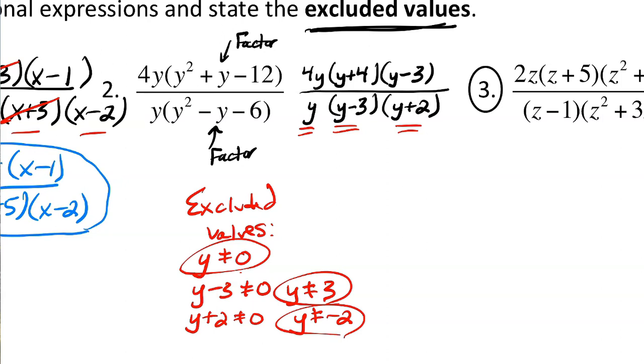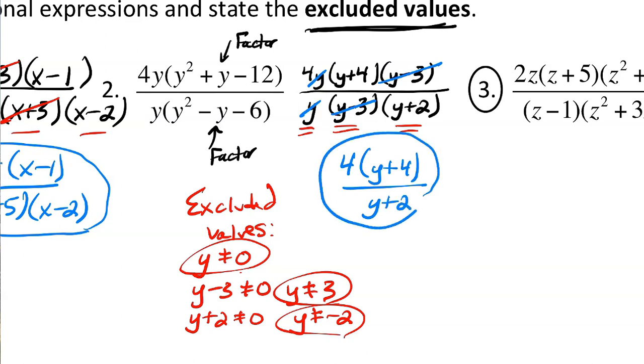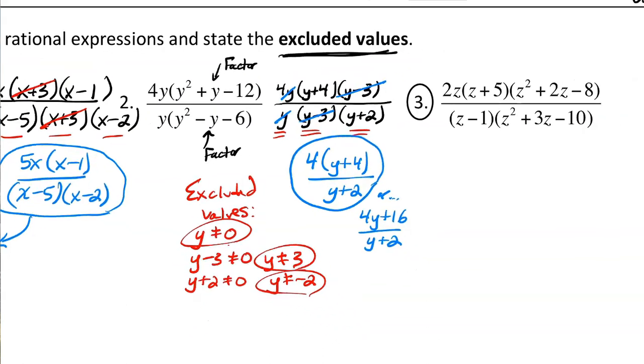So we would have, simplifying now, the y minus 3's are going to divide out. The single y here divides out, and that looks like that's it. So we have 4y plus 4 divided by y plus 2. So that would be our answer. You do not need to distribute, but if you did, you would get 4y plus 16 over y plus 2. So we'll put or there.